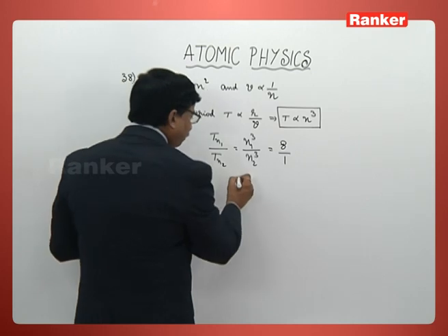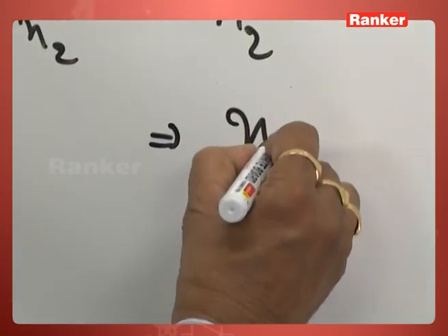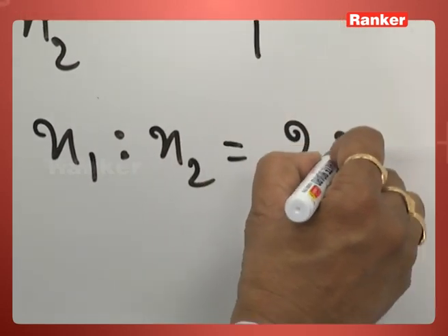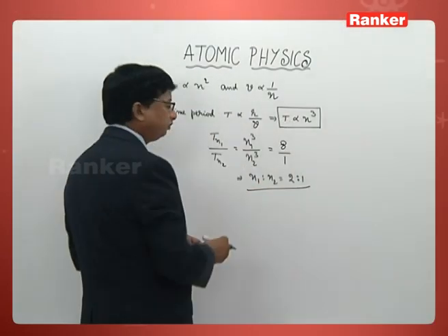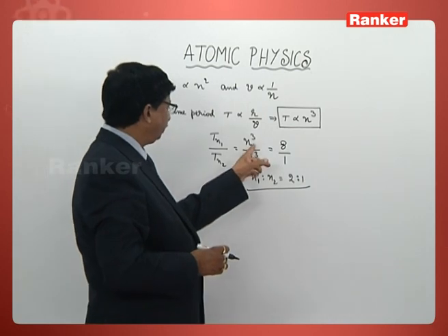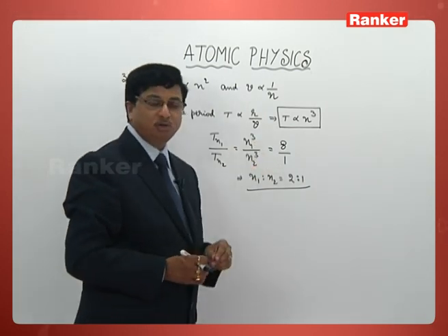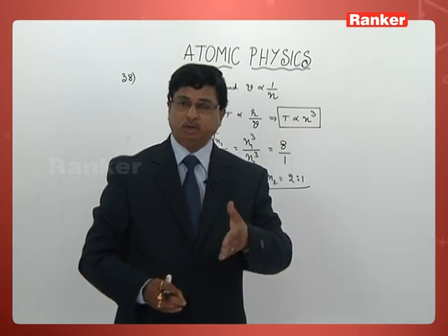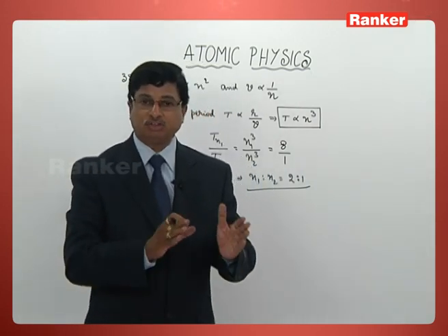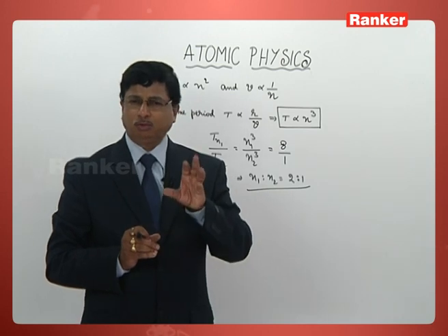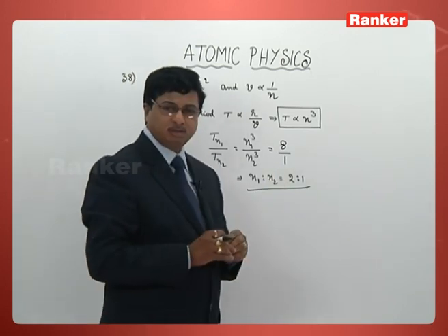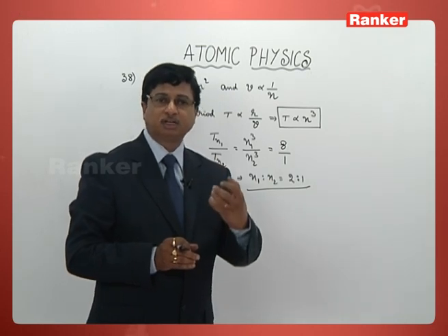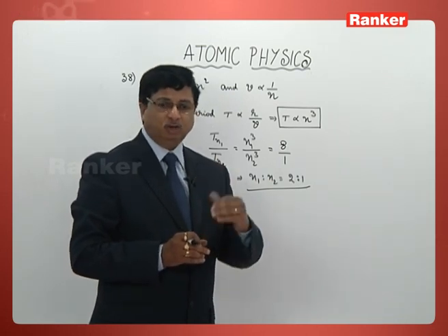So what you can understand straight away from this is that n1:n2 will be 2:1. You can directly understand that n1 cube by n2 cube is equal to 8/1, so n1:n2 automatically will be 2:1. If you can identify this, you can identify the correct option from the choices as well. Look at it first.